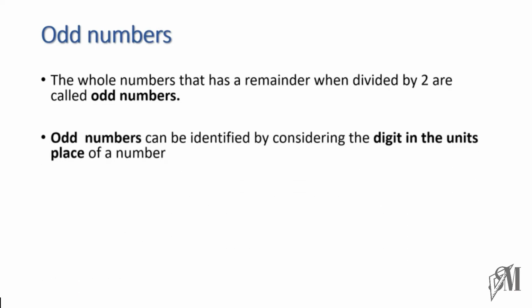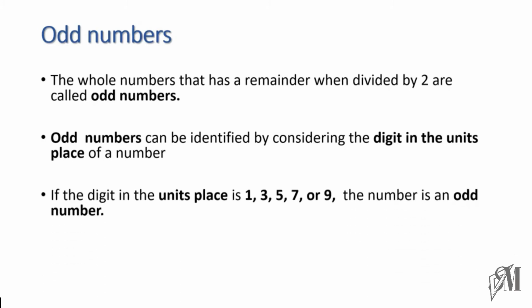Or we say the digit in the units place. If the digit in the units place is 1, 3, 5, 7 or 9, these are called odd numbers. And look at these examples for further clarification. If you see carefully, the last digits are either 1, 3, 5, 7 or 9.